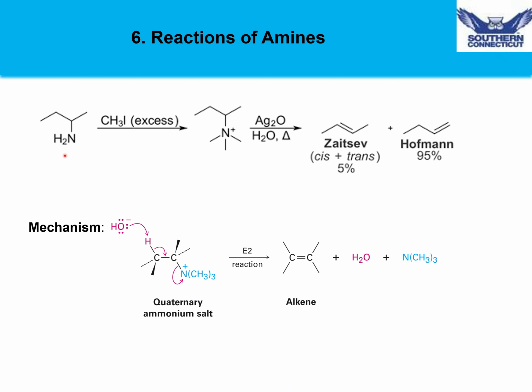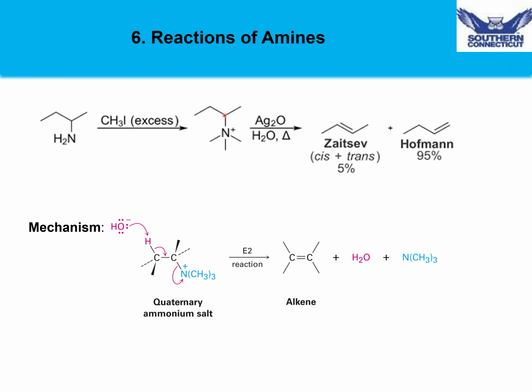Here's another example of the Hofmann elimination, starting with this primary amine. If we add an excess of methyl iodide, we'll have now this quaternary ammonium salt, which when we add silver oxide and water and heat it, we'll get two potential products, either the Zaitsev or the Hofmann alkene.